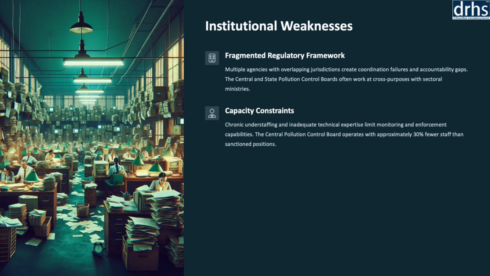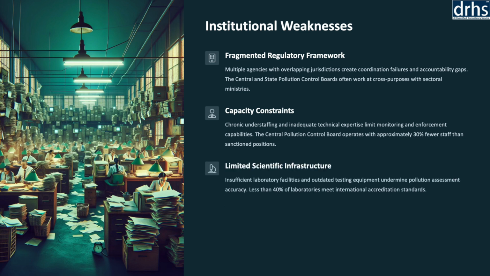The next is capacity constraints, which are equally problematic. Most state pollution control boards are underfunded and understaffed, lacking the human and financial resources necessary for effective environmental monitoring and compliance checks. This is particularly evident in the inability to regularly inspect polluting industries or enforce penalties for violations. The next is that India also suffers from limited scientific infrastructure.